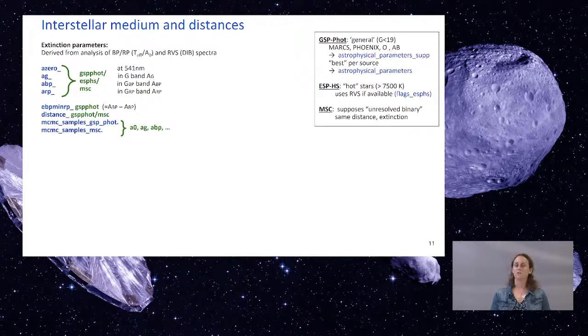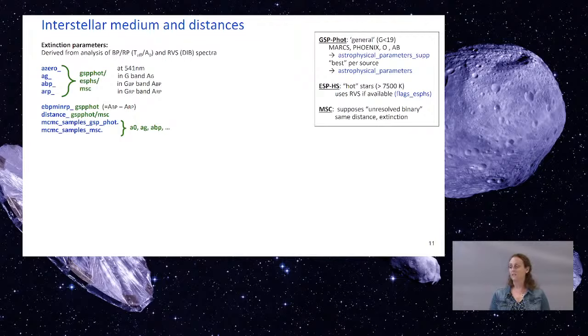ESP-HS focuses on the hot stars, so this means more than 7,500 Kelvin. It also uses the RVS if it is available, so some results are based on both BP/RP and RVS, and you will find that information in the flags. Then the MSC is the multiple star classifier, and it makes a supposition that what we observe is the combination of 2 components of an unresolved binary. So there would be the same distance and the same extinction, but individual temperatures and log g.